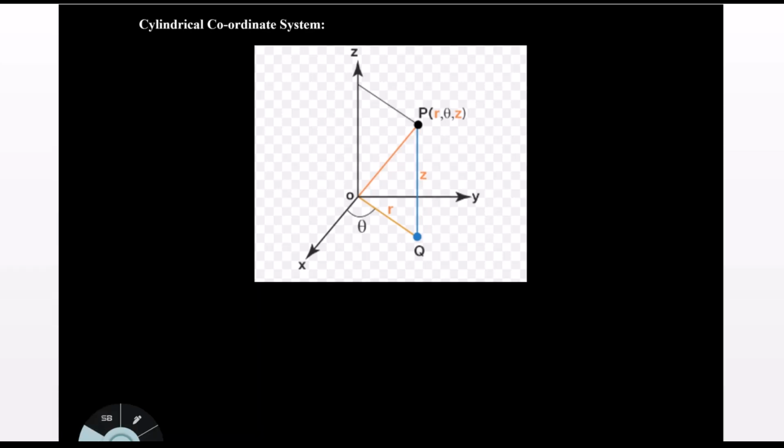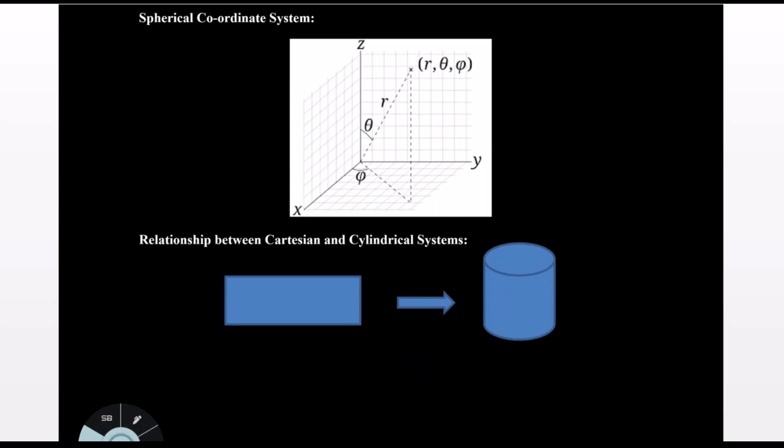Next coordinate system is the spherical coordinate system.